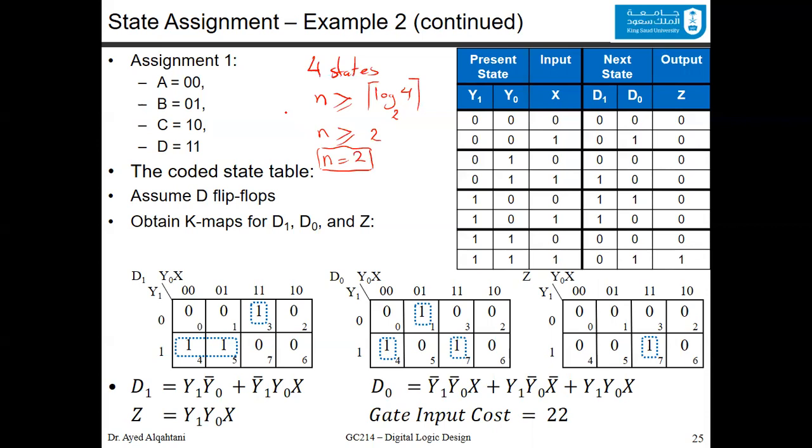Also, you can think about it in another way, an easier way. You would say that I know that I have 4 states, and I will try to find the nearest power of 2. You know, you have 2 to the power of 0, 2 to the power of 1, 2 to the power of 2, and so on. 2 to the power of 0 is 1. 2 to the power of 1 is 2. 2 to the power of 2 is 4. And since you have 4 states, then you need 2 bits.